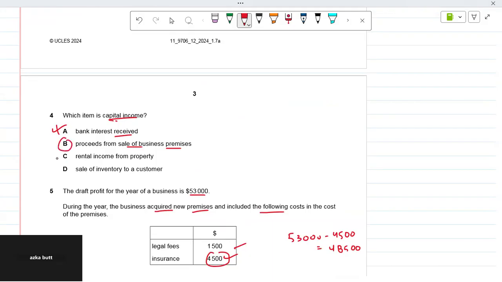C is rental income from property. So this is income earned from renting out property. This is a revenue income as it is a regular income stream. That's why this is not the right option. D is sale of inventory to a customer. This is income from the sale of goods that are part of business regular operations. So this is a revenue income as it is part of the core business activities. That's why this is not the right option.